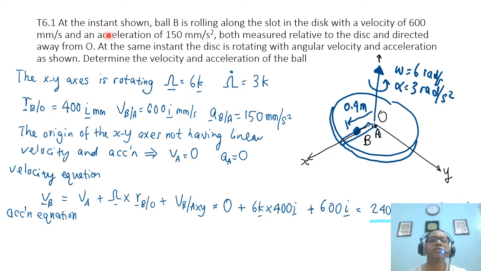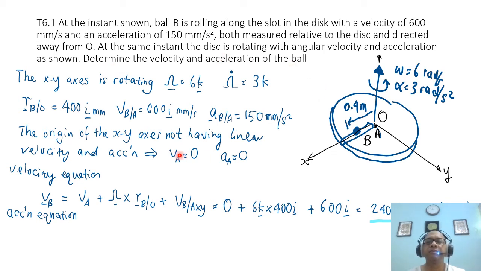At the instant shown, ball B is rolling along the slot in the disc with a velocity of 600 millimeter per second and acceleration of 150 millimeter per second square, both measured relative to the disc and directed away from O. At the same instant, the disc is rotating with angular velocity and acceleration as shown. Determine the velocity and acceleration of the ball B.